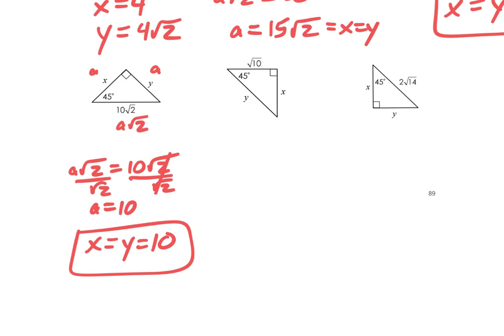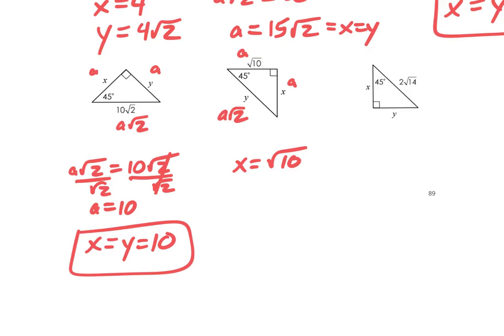We know two of them are going to be the same. Which one is the same as radical 10? X, right? These are my two legs. So this is radical 10, this is radical 10. Because as we just talked about, this is my a and this is my a. Those are my two legs. This is a times radical 2. So that means x is also radical 10. The two legs are the same.